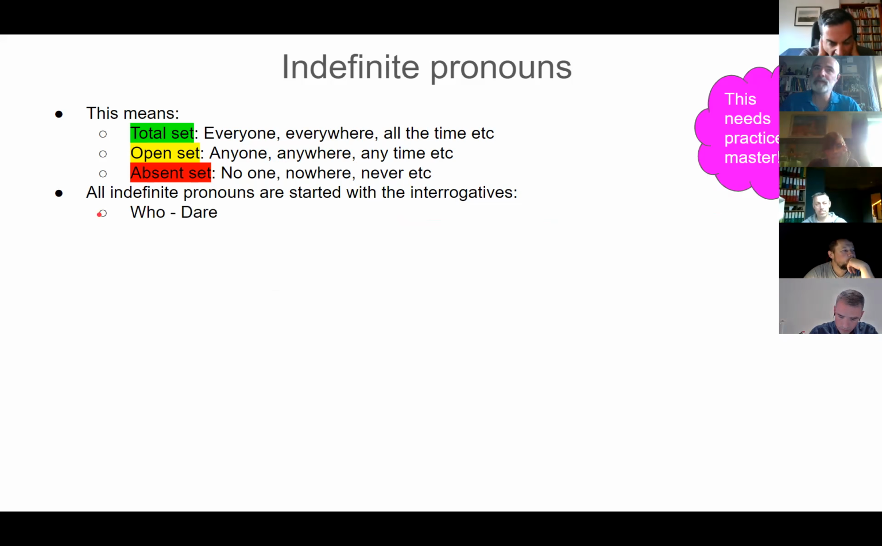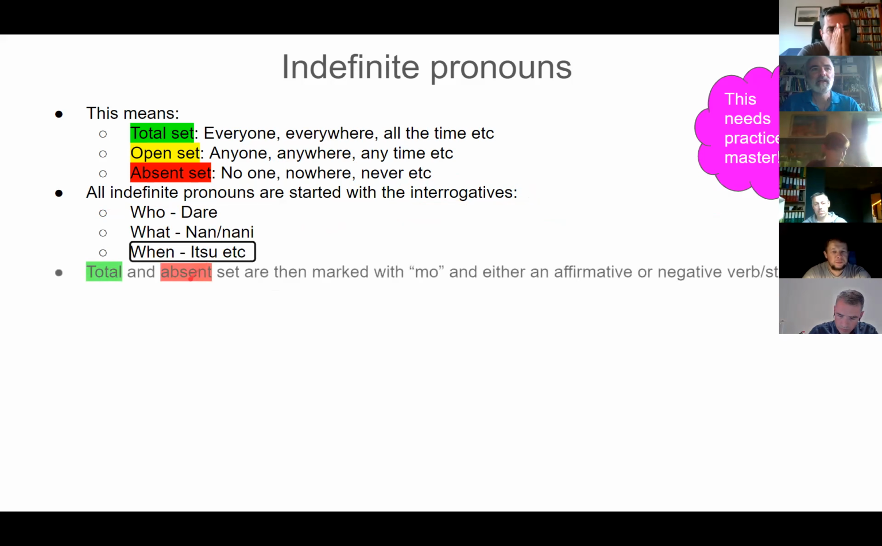So all indefinite pronouns are usually started with an interrogative. An interrogative is like who, dare, what, nan or nani, when, itsu or nanji. And then the total set and the absent set are marked after these interrogatives with mo. And then if you finish the sentence verb state with an affirmative, it makes it the total. And if you finish with a negative, it makes it the absence.